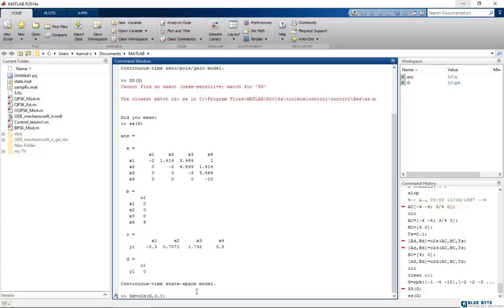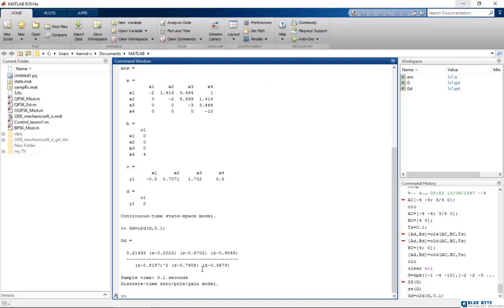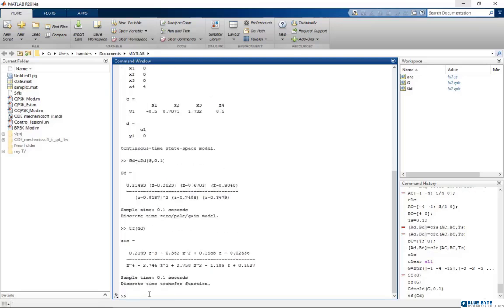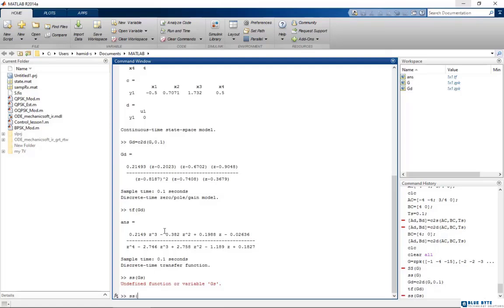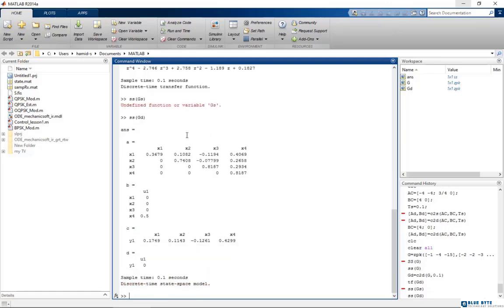I set the sample time value 0.1. This equation is related to the system in the discrete mode, in which you can see the zeros and poles of the system. Pay attention that the codes which were in continuous systems exist in discrete systems too. For example, in order to get the GD transfer function, we can use this instruction. Again, you can get this state space using the SS code. And also you can see the A, B, C, D discrete matrices.